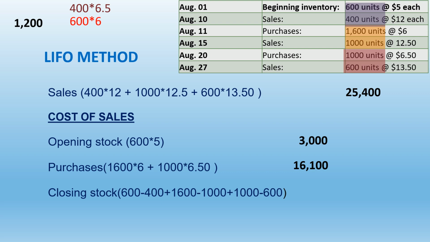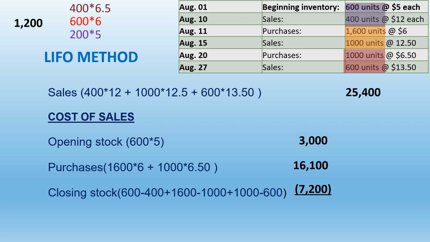Then take the other sale. On 10th August, we made 400 units as sales. So it should be made from the beginning balance. So there is balance 200. So this should be valued at $5. So then the ultimate value of 7,200 we will get as the closing stock.